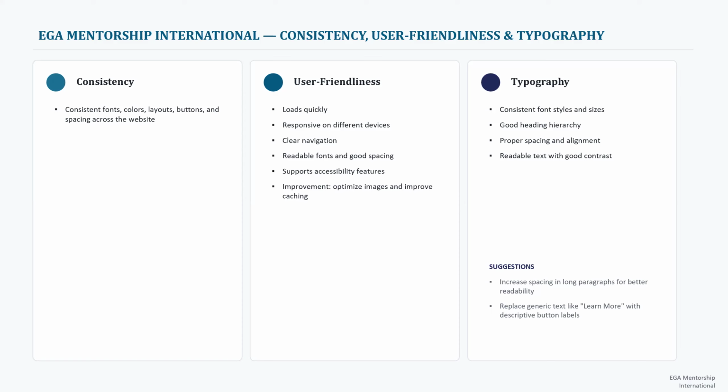Okay, mobile responsiveness, and then the typography: consistent font styles and font types, good heading hierarchies, proper spacing and alignment, and readable text with good contrast. So that's what I saw for the consistency, the user-friendliness, and the typography. So please, can we move on?